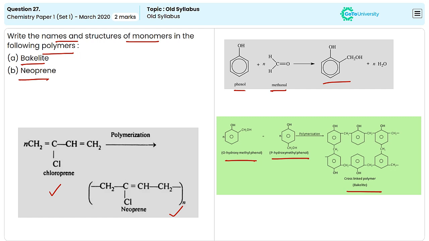So for the first one you will get 1 mark, and for the second one you will get another 1 mark. So the total marks will be 2.